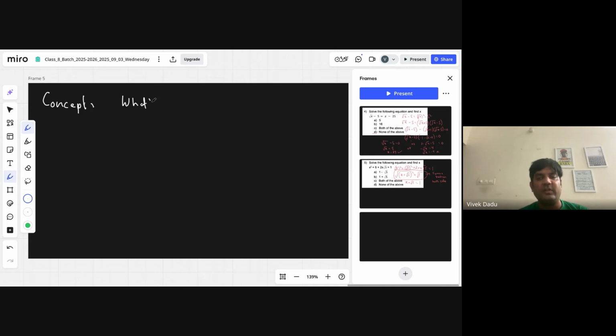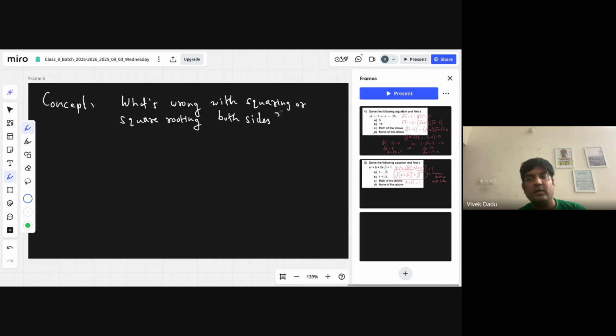What's wrong with squaring or square rooting both sides? Okay.